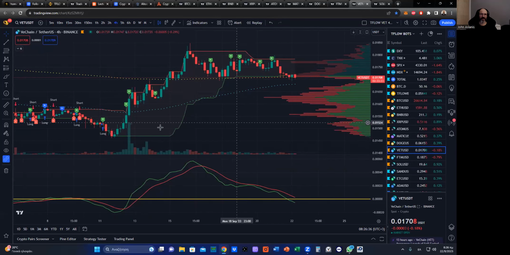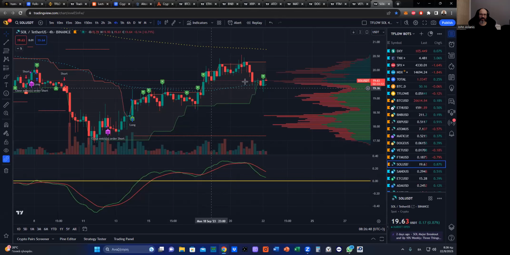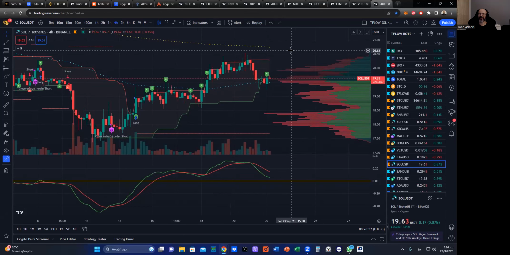VET is performing very well. We still have an open position with good profit, which is actually going to break even the rest of the losses that we had. And Solana also scored very well. We have a very good long position still open in Solana.